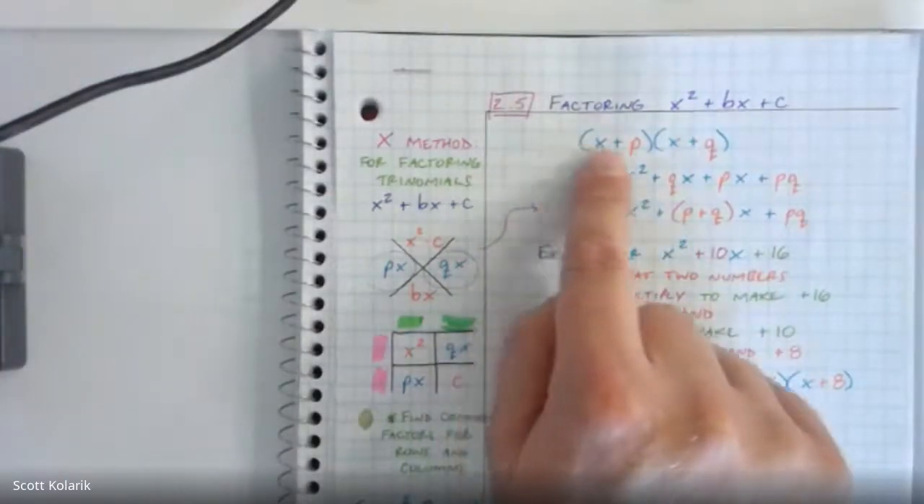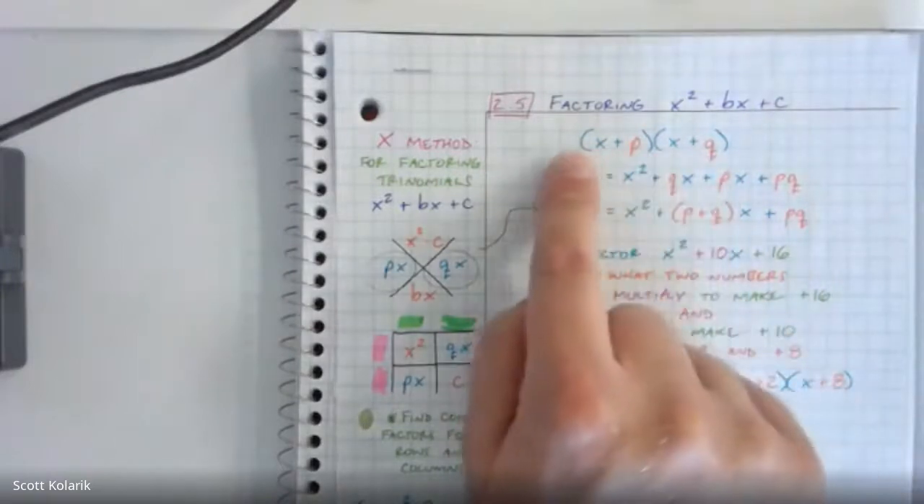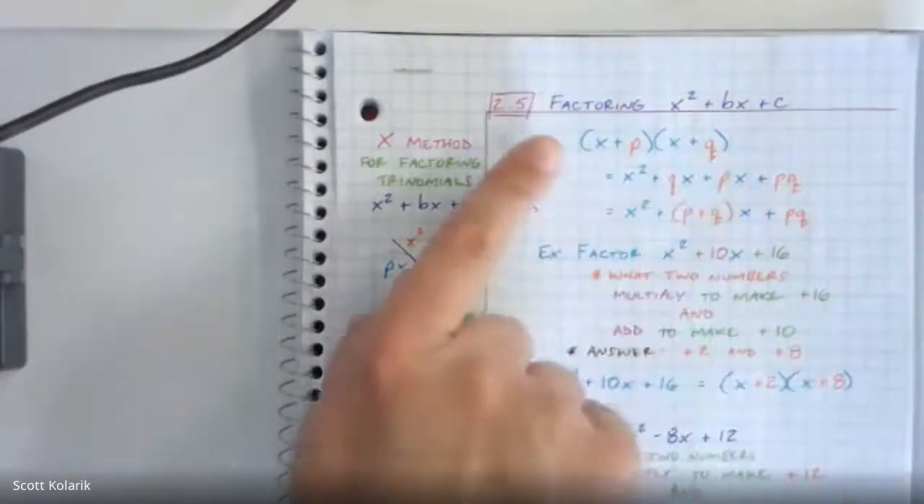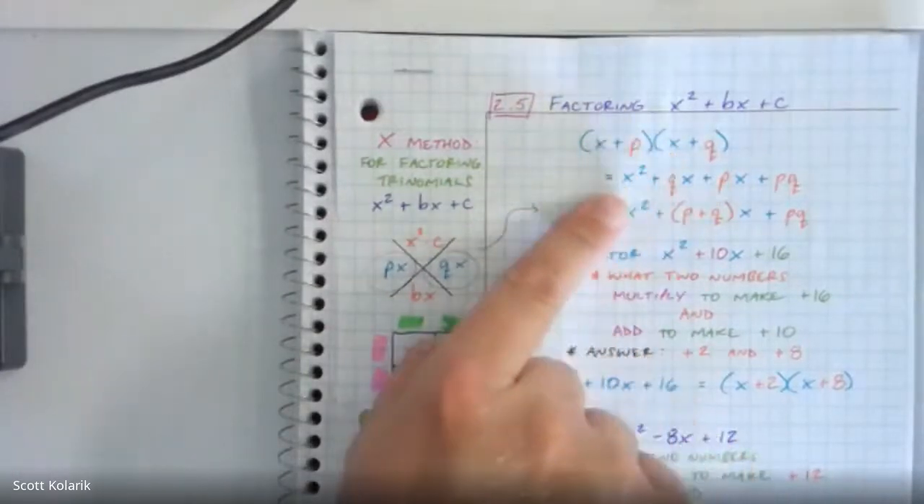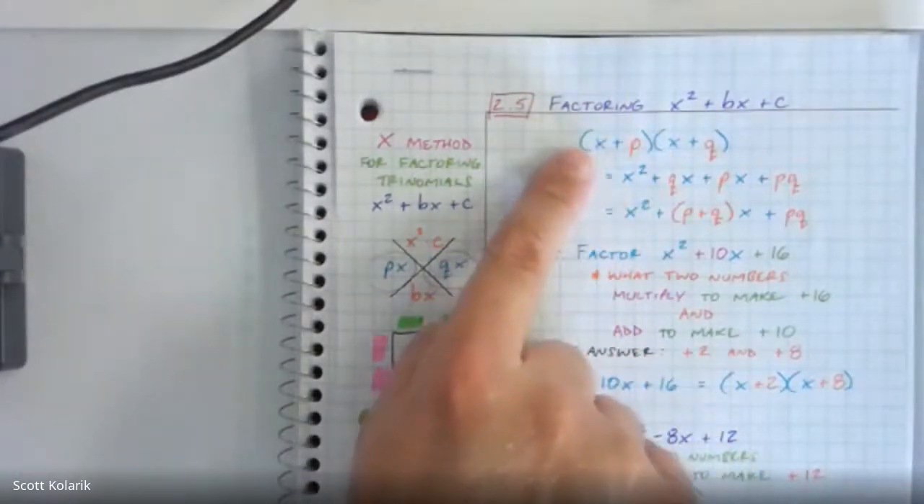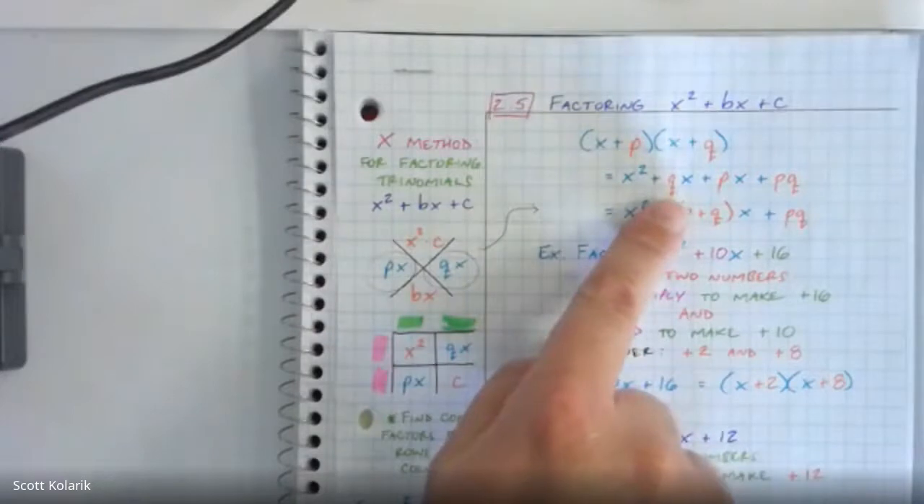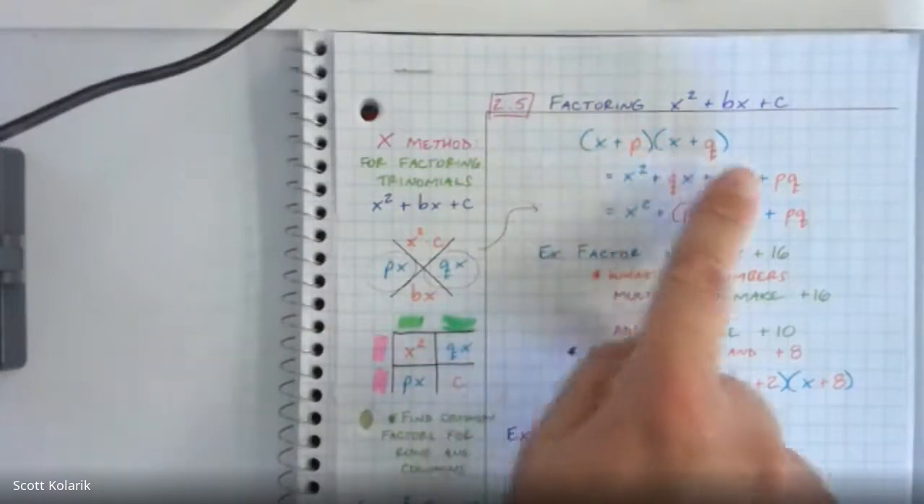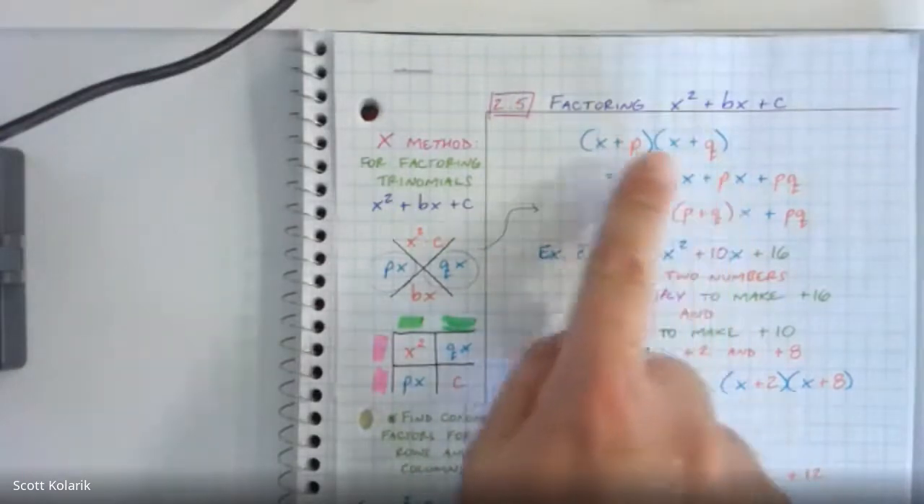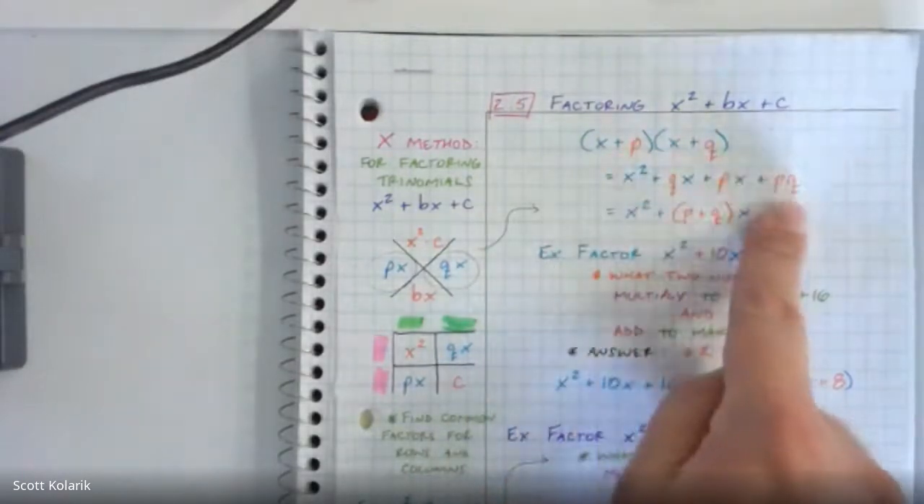So when I go through the process of distributing and collecting like terms right here, I'd start with x and multiply it throughout this parenthesis. So x times x gives me x squared. X times the q gives me qx. Then I'm done with the x, so I move on to the p. P times the x gives me px, and then P times Q gives me PQ.